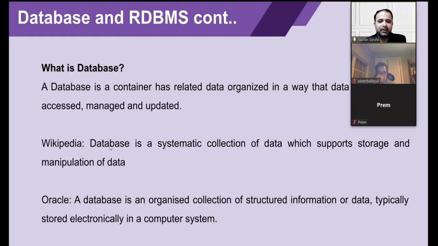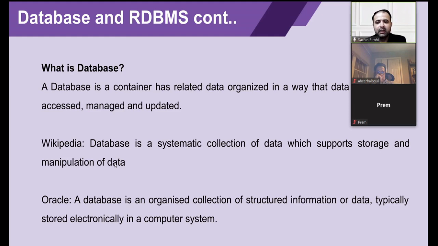Wikipedia is a good example. A database is a systematic collection of data which supports storage and manipulation of data. Wikipedia just stores the data and provides it as per your query. Take the example of Google also. When you are searching a query, like a data science course, Google will give the results. Internally it's just processing, something like that.